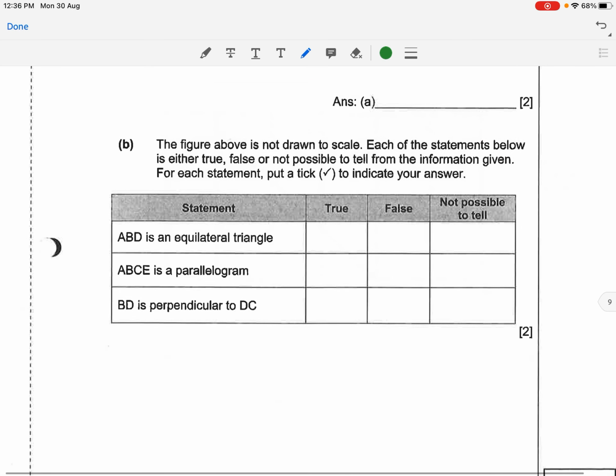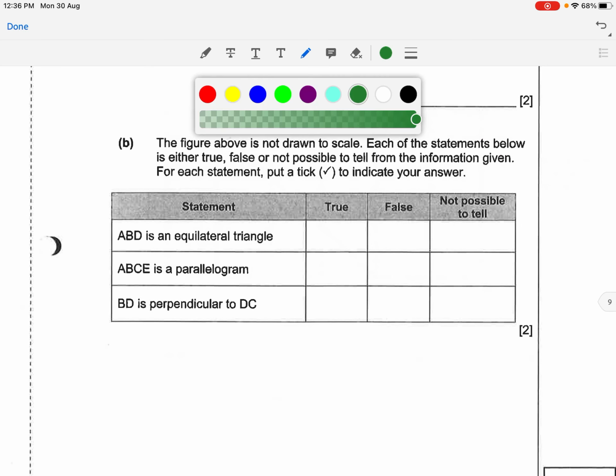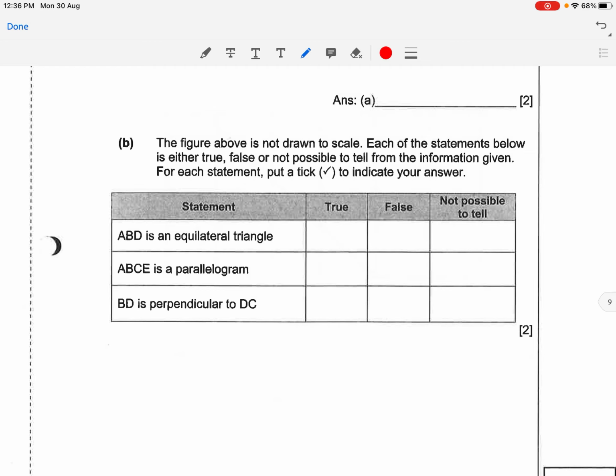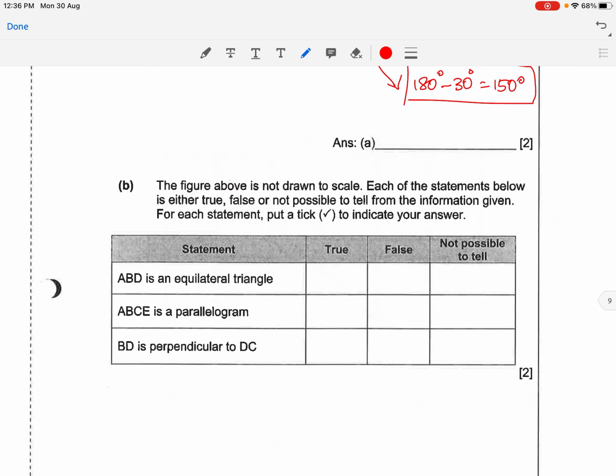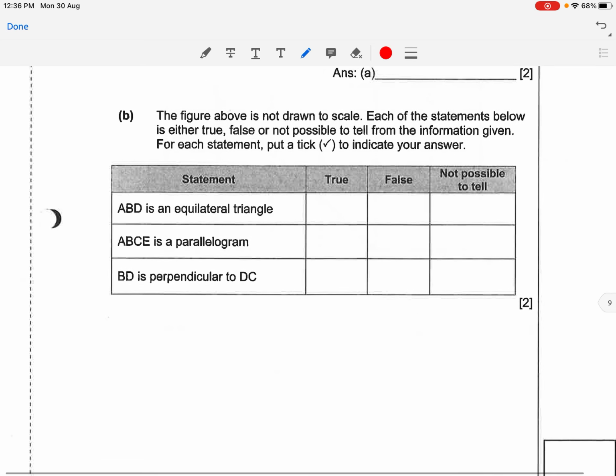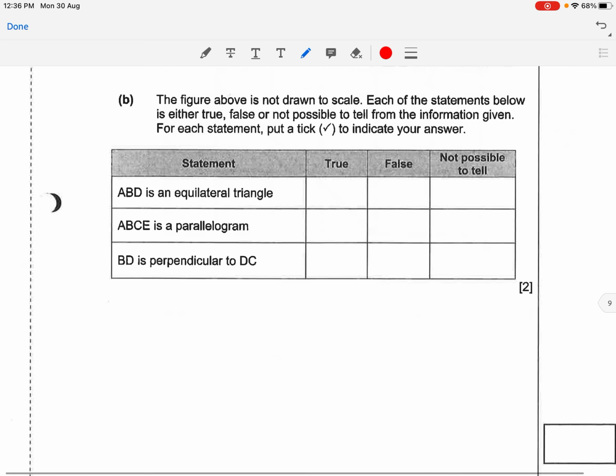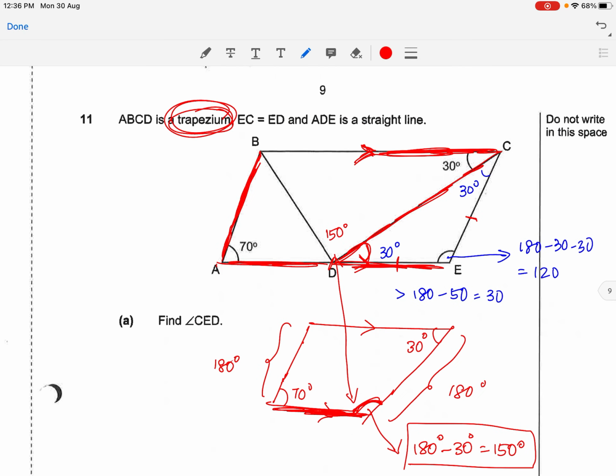The figure above is not drawn to scale. So another thing that they actually said is that it is not drawn to scale. Each of the following statements below is either true, false, or not possible to tell. So the first part for part B, ABD is an equilateral triangle. So let's go to ABD. So ABD is an equilateral triangle.